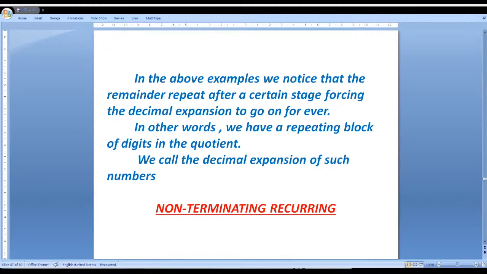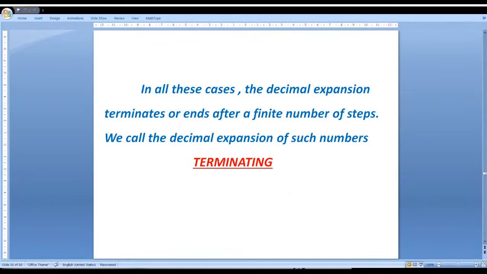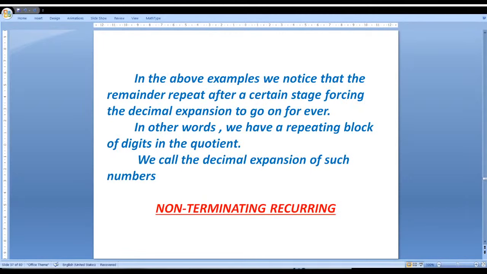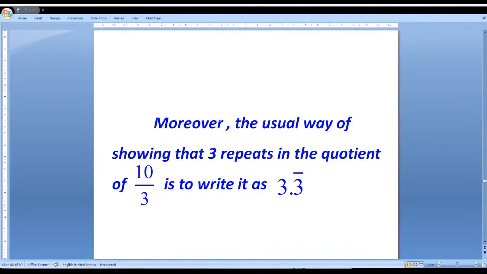So these types of decimal expansion of such numbers we call non-terminating. So if the remainder becomes 0 at any stage, it is terminating, and if the remainder doesn't become 0, it's non-terminating recurring. Moreover, the usual way of showing that 3 repeats in the quotient of 10 by 3 is to write it as 3.3 with a bar.